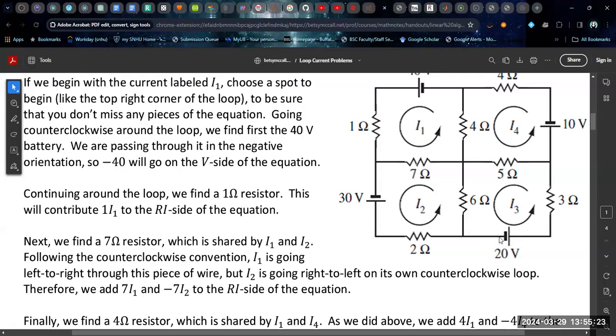Here's our battery. Again, we're going in the negative direction that we adopted. So this will be a negative 20 on the other side of our equation. And then this resistor is only on the I3 current, so that'll be plus 3 I3. So if we add up all of our I3 resistors, we end up with 14 I3 minus 5 I4 minus 6 I2 is equal to negative 20.